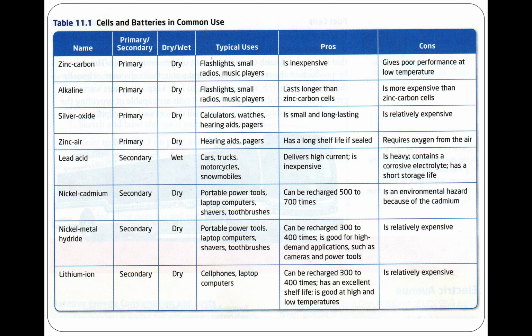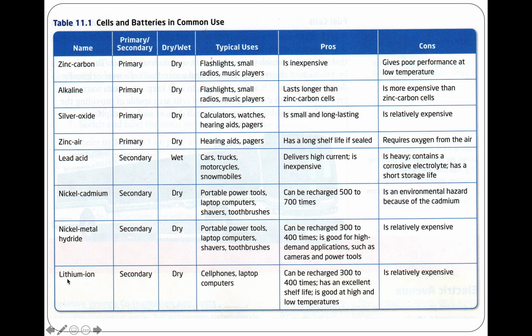And then a little table summarizing a bunch of different types of cells and batteries. We have the name of the battery over here, either primary, secondary, dry, or wet, what it's used for, and then some of the good things and some of the bad things, right? So pro meaning good, con meaning bad, right?